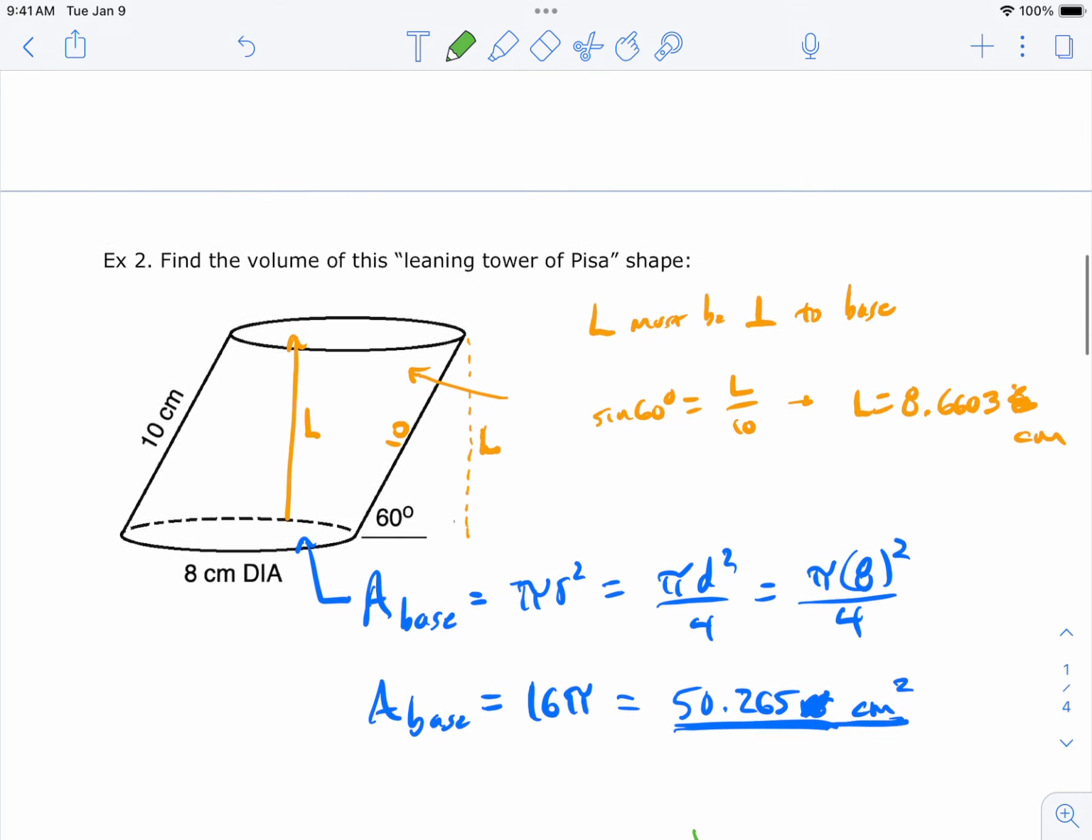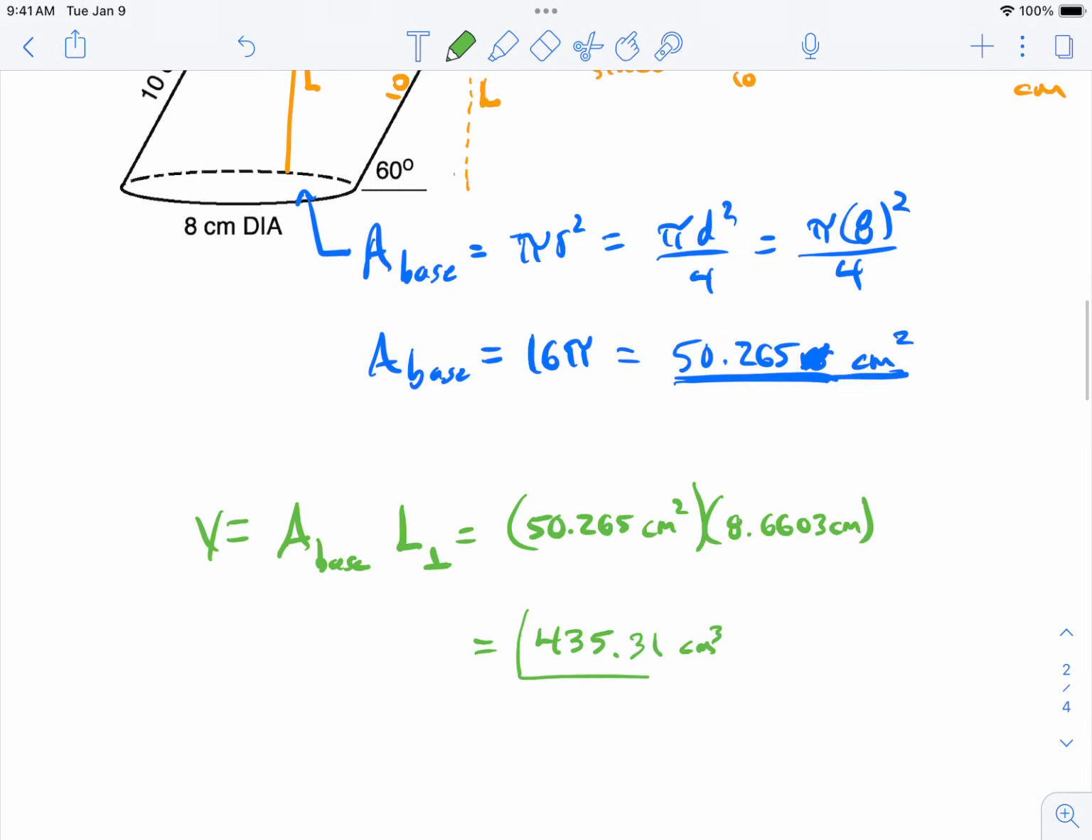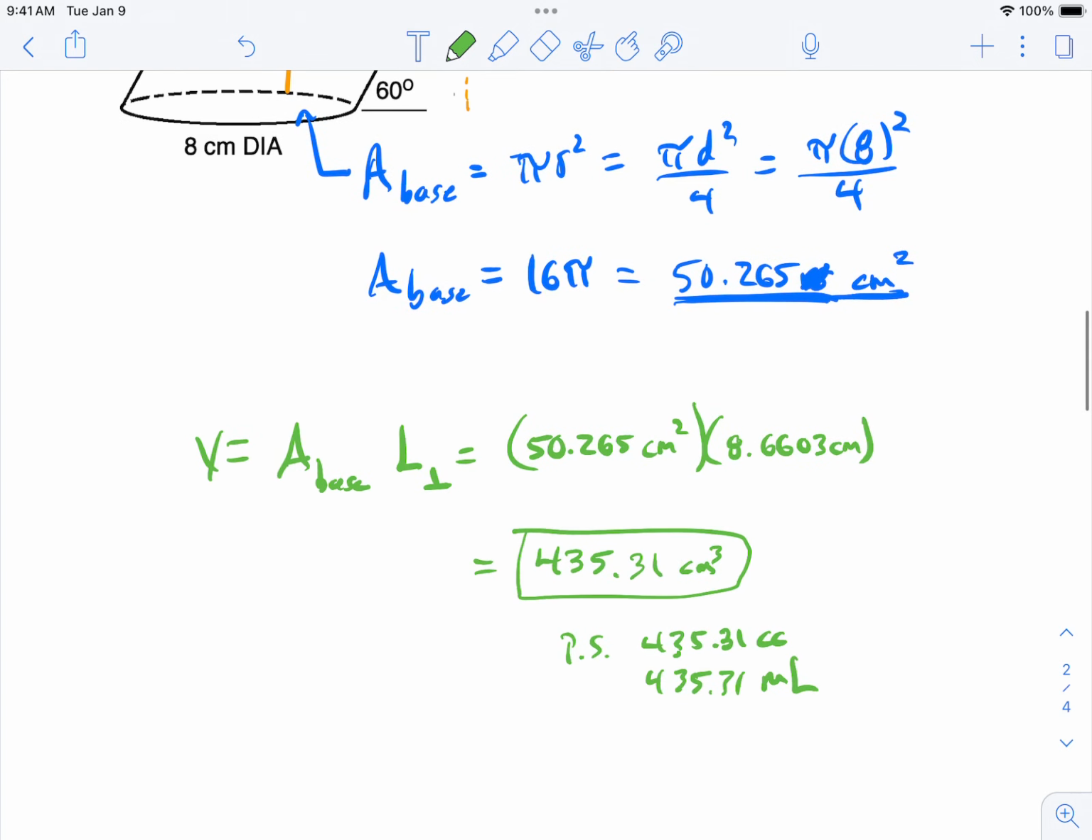Is that for any particular unit? Nope, it doesn't. Doesn't ask for any particular unit, so use whatever units you want. Since they gave me centimeters, I might as well say centimeters. P.S. 435.31, you could call those cc's. P.S. 435.31, you could call those milliliters. Centimeter cubes, cc, and milliliters are all exactly just three names for exactly the same volume. Same thing. So you might want to convert that to milliliters if someone's asking you for gallons or whatever.